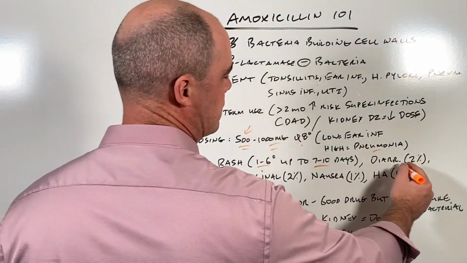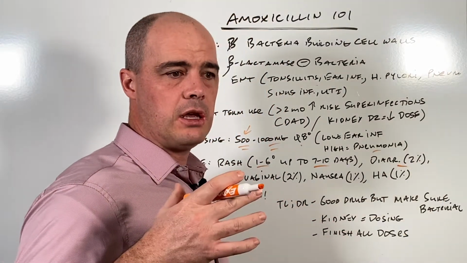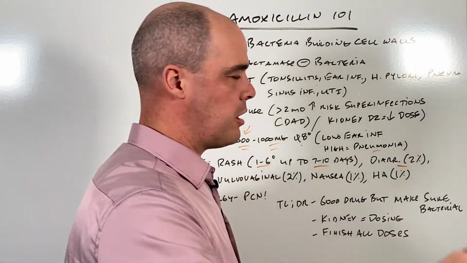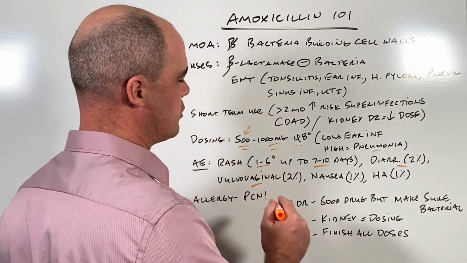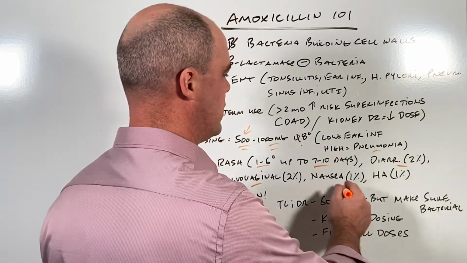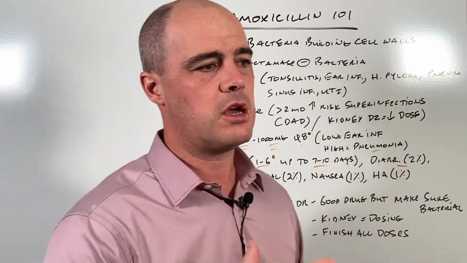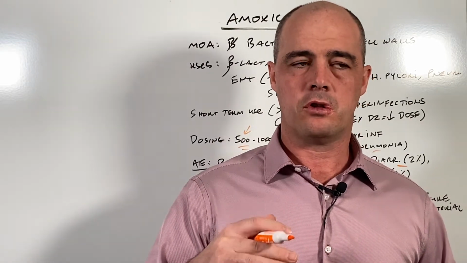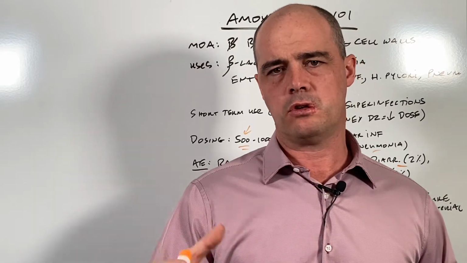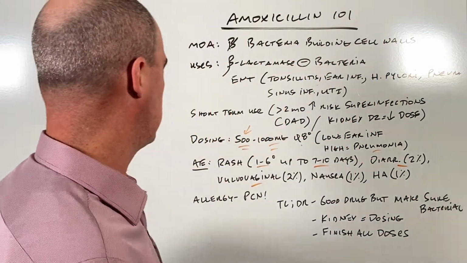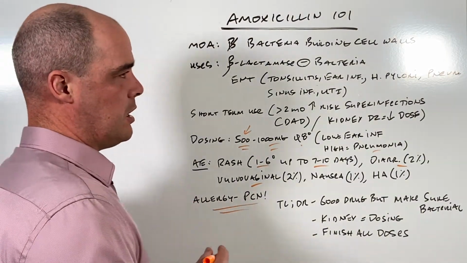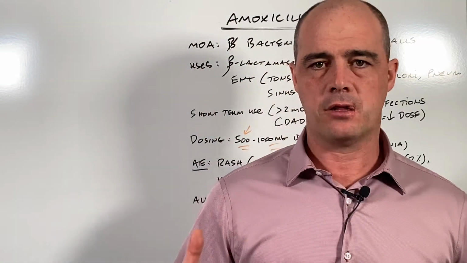We talked a little bit about the diarrhea. As long as you're staying in proper dosing regimens and you're not giving it too long, diarrhea isn't a huge concern. Vulvovaginal infections can happen in roughly 2% of people. Nausea and headache, 1%. So you can see that while there are some concerns, they're fairly minor. Again, as long as we stay in our dosing windows and don't use it too long, it's usually pretty well tolerated.